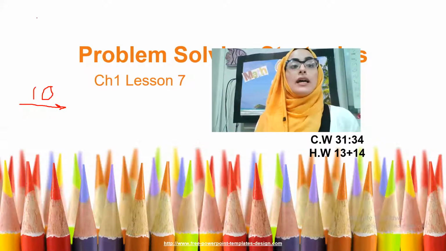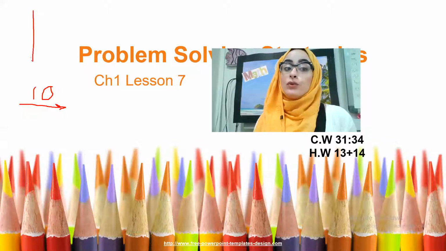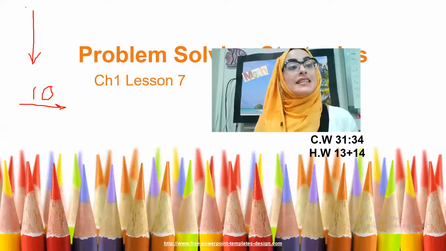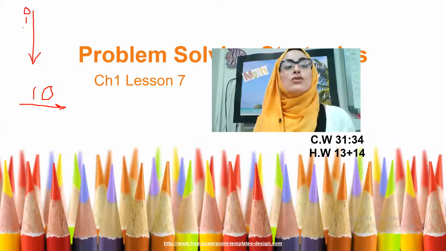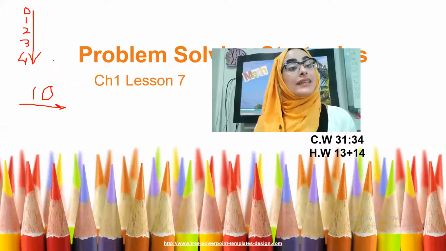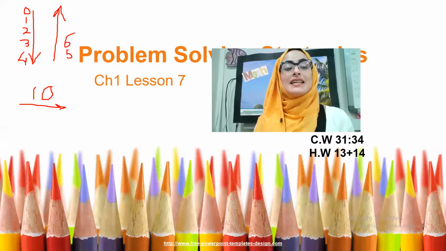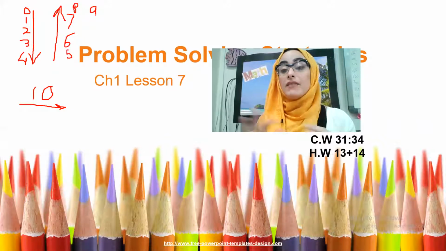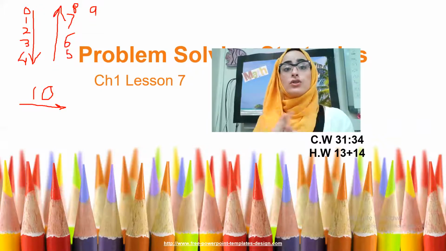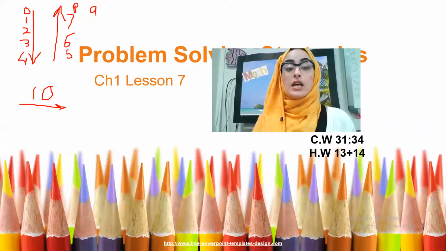Okay? So here it is. I told you for rounding down: 0, 1, 2, 3, and 4. For rounding up: 5, 6, 7, 8, and 9. All right? So if I have any number with 4 digits, 3 digits, 2 digits, 1 digit, I have to know how I will round.